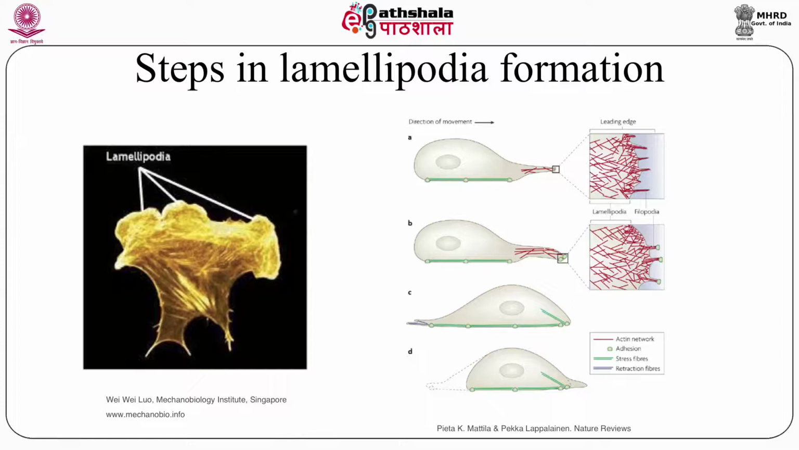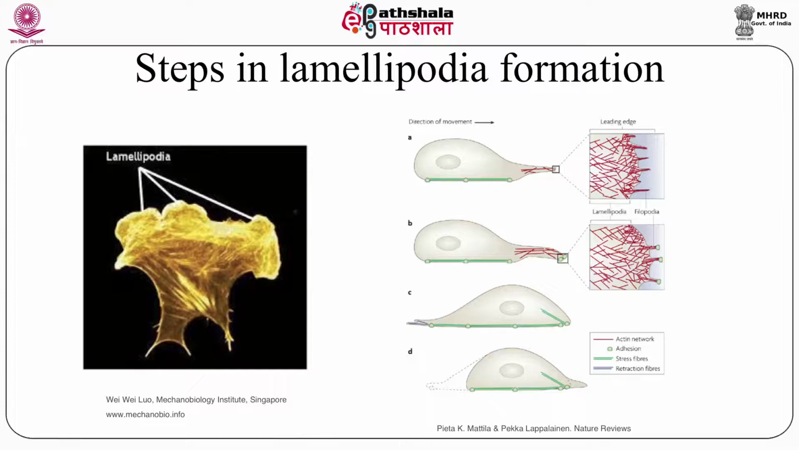Once the cell is polarized, lamellipodia formation occurs, as you can see in panel A. The motility is initiated by actin dependent protrusion at the leading edge. Panel B shows new adhesion formation with the substrate under the leading edge. In panel C, you can see the nucleus and cell body are translocated forward by focal adhesion linked stress fibers.